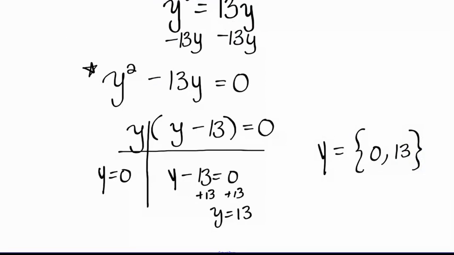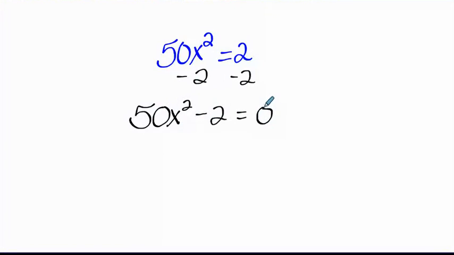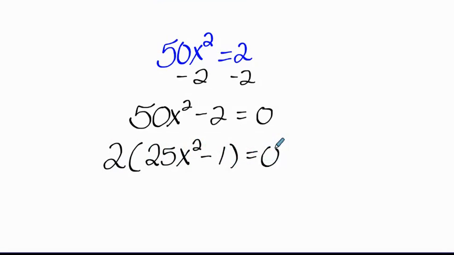The next example, similar to this, we have to set it equal to 0 first. So let's go ahead and do that. And we'll have 50x squared minus 2 equals 0. Take a moment to pause the video and think about how you would go about this problem. And if you thought to take out the GCF, that looks like it might work. And we'll have 2 times 25x squared minus 1 equals 0.